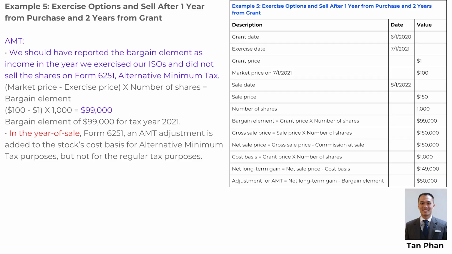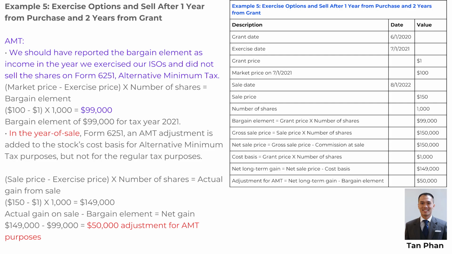In the year of sale, on Form 6251, an AMT adjustment is added to the stock cost basis for alternative minimum tax purposes, but not for regular tax purposes. Sale price minus exercise price times number of shares equals actual gain from the sale. $150 minus $1 times 1,000 equals $149,000. Actual gain on the sale minus bargain element equals net gain. $149,000 minus $99,000 equals $50,000.